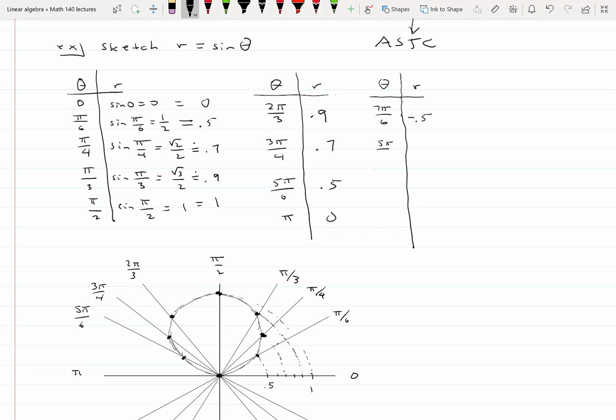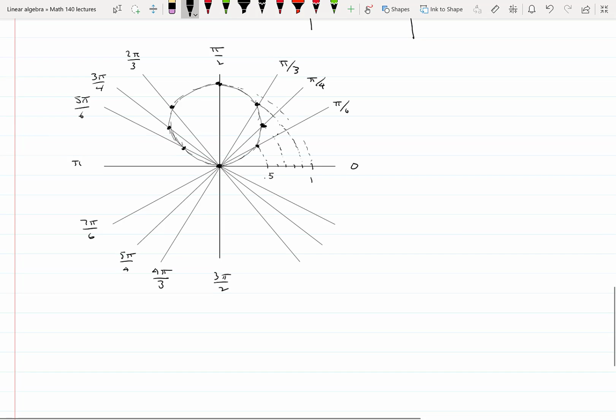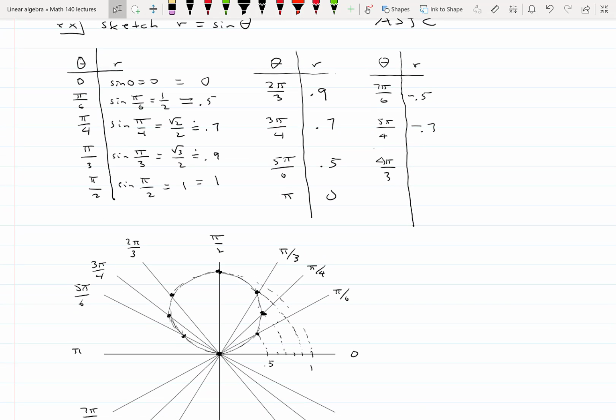And at 5 pi over 4, we get the opposite of what we got at 1 pi over 4, negative 0.7. And at 4 pi over 3, that last angle just before 3 pi over 2, we get the opposite of what we got at 1 pi over 3. And at 3 pi over 2, we get negative 1.